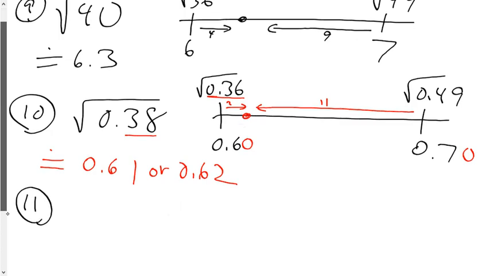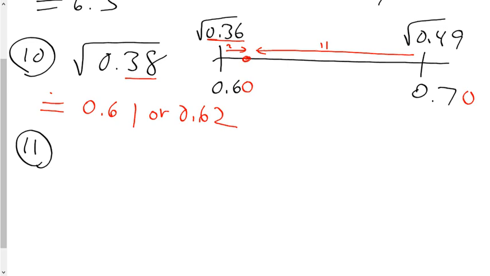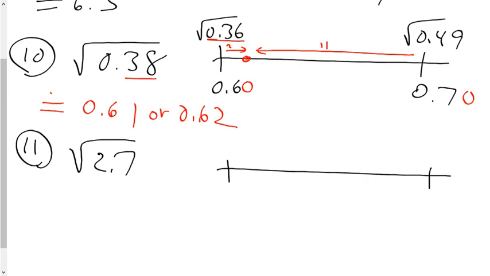And finally, 11 is the square root of 2.7. This one's actually not that hard. Because if you do what we said before, since it's an approximation, it's the exact example that we had in the last question, didn't we? That would be your number line.